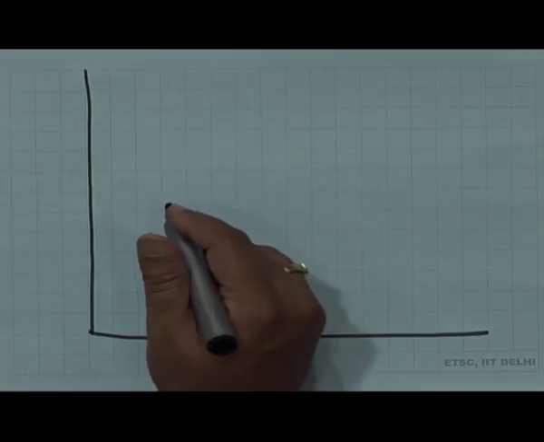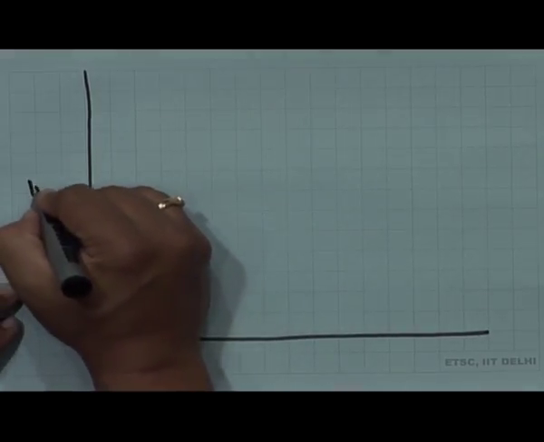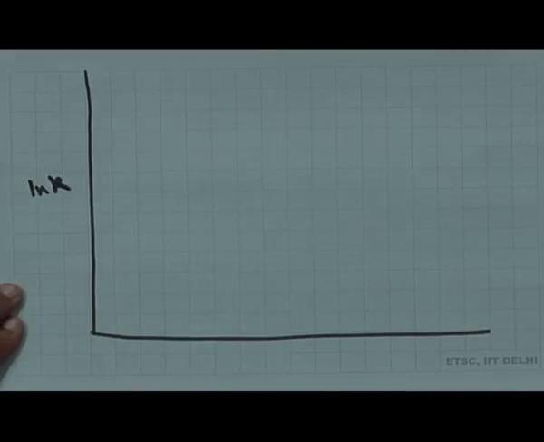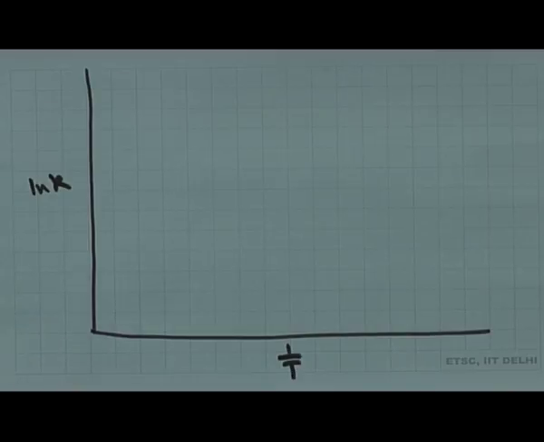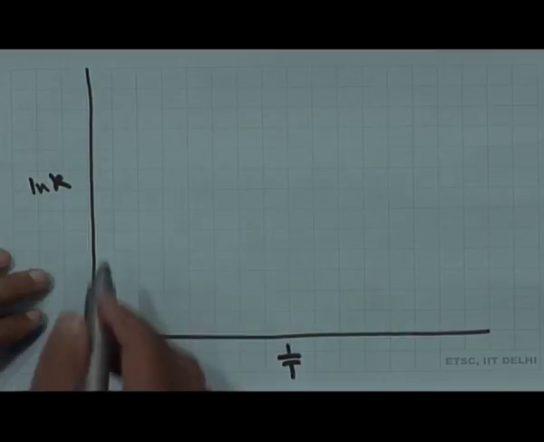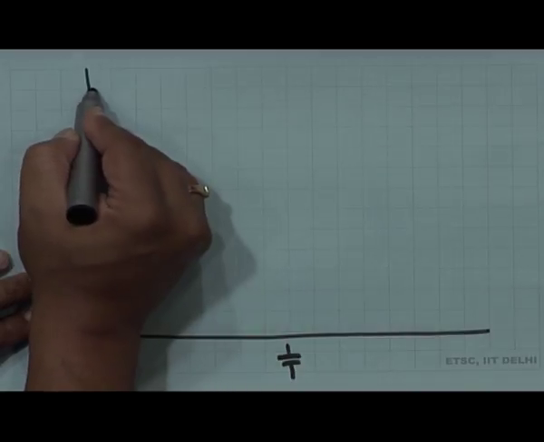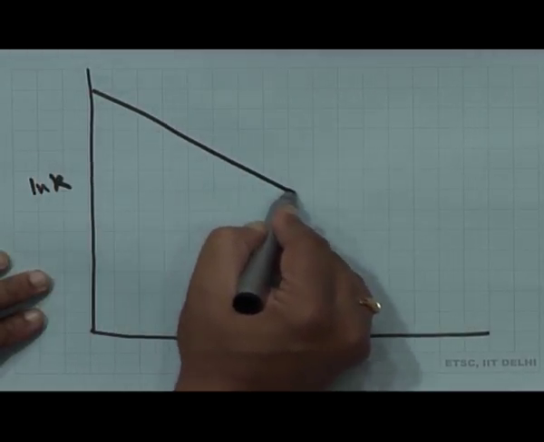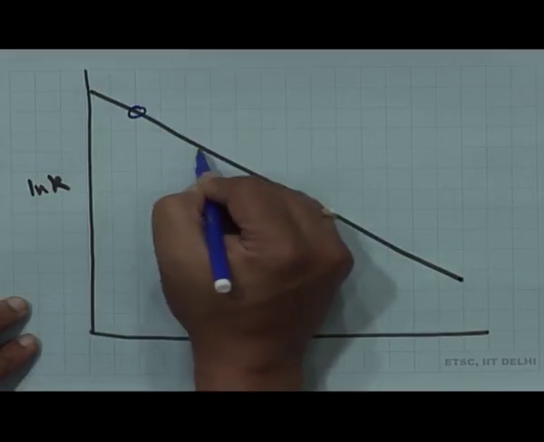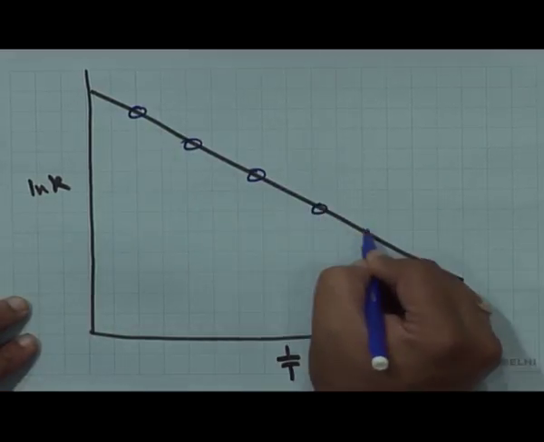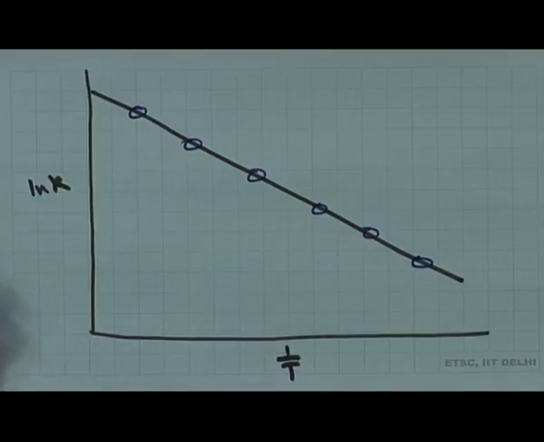So, here I have natural log of k, and here I will be having 1 by T, that is the inverse of temperature. Okay, so, say these are my experimental points at certain temperatures, right, and I get a straight line through the experimental points.